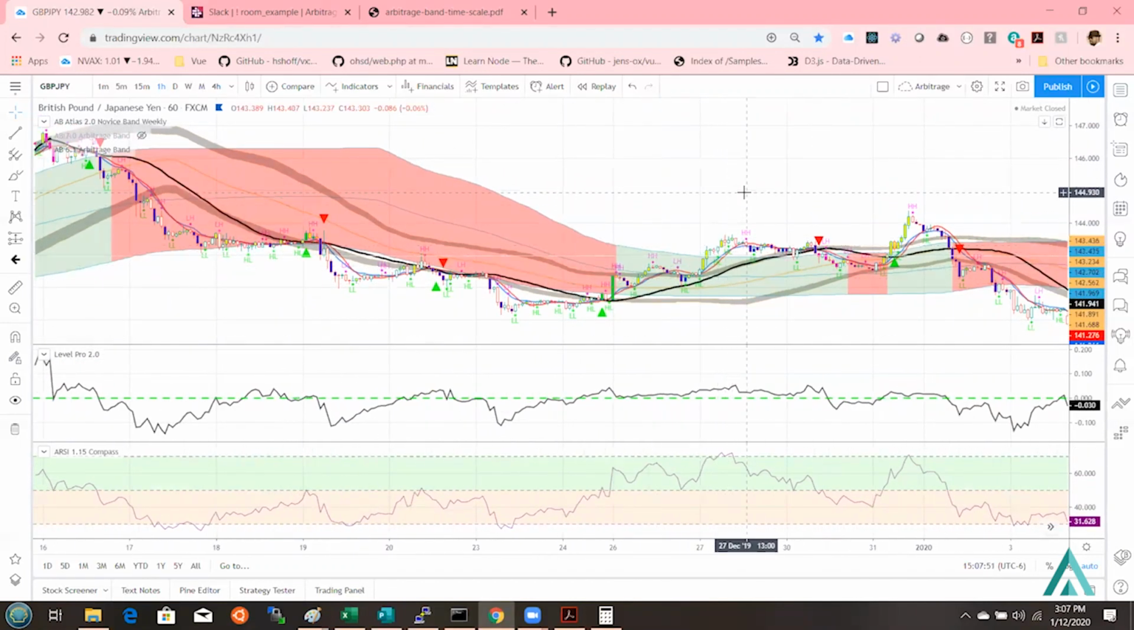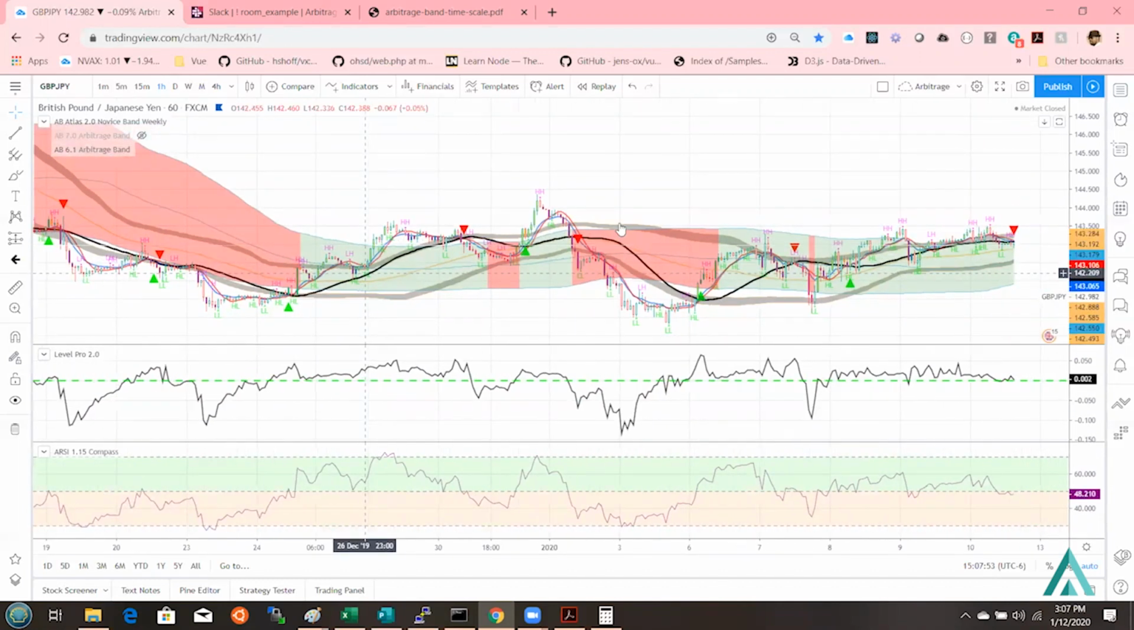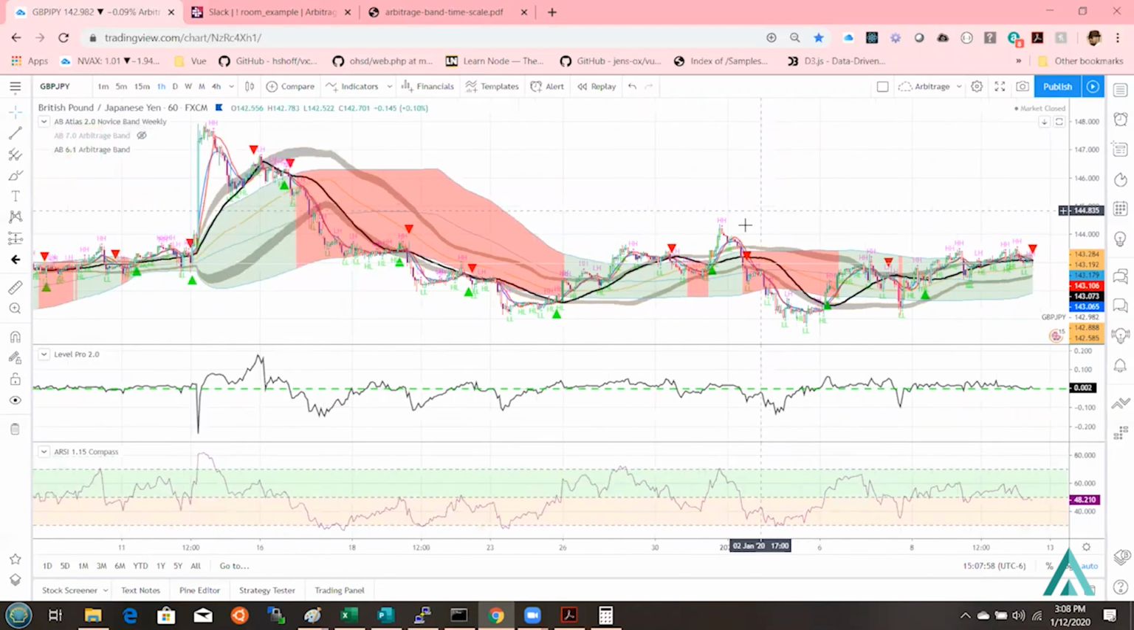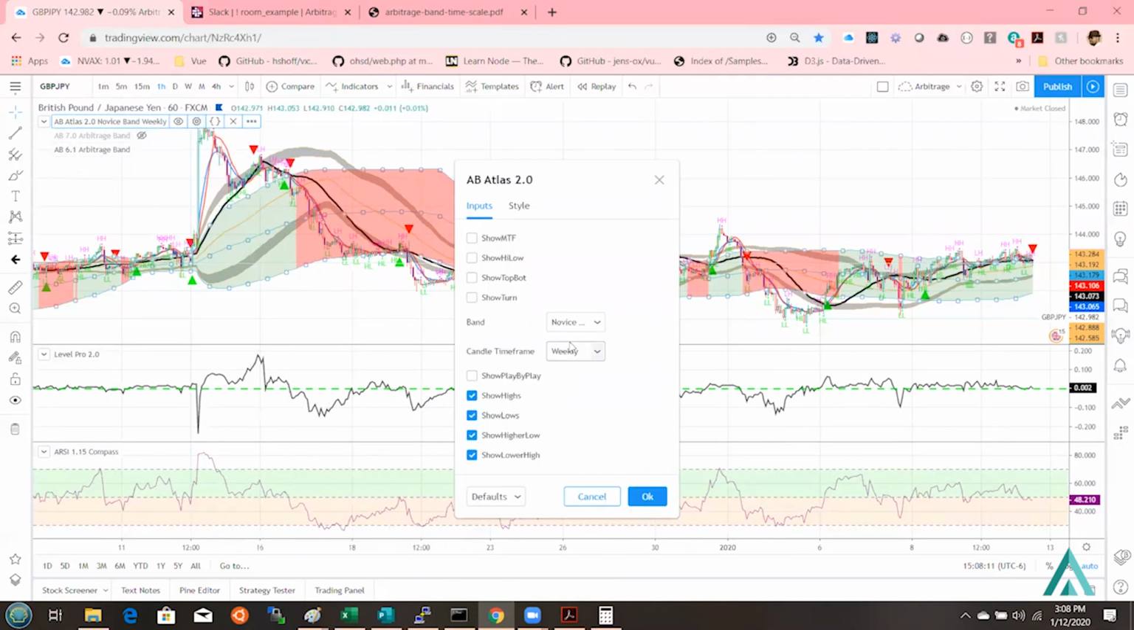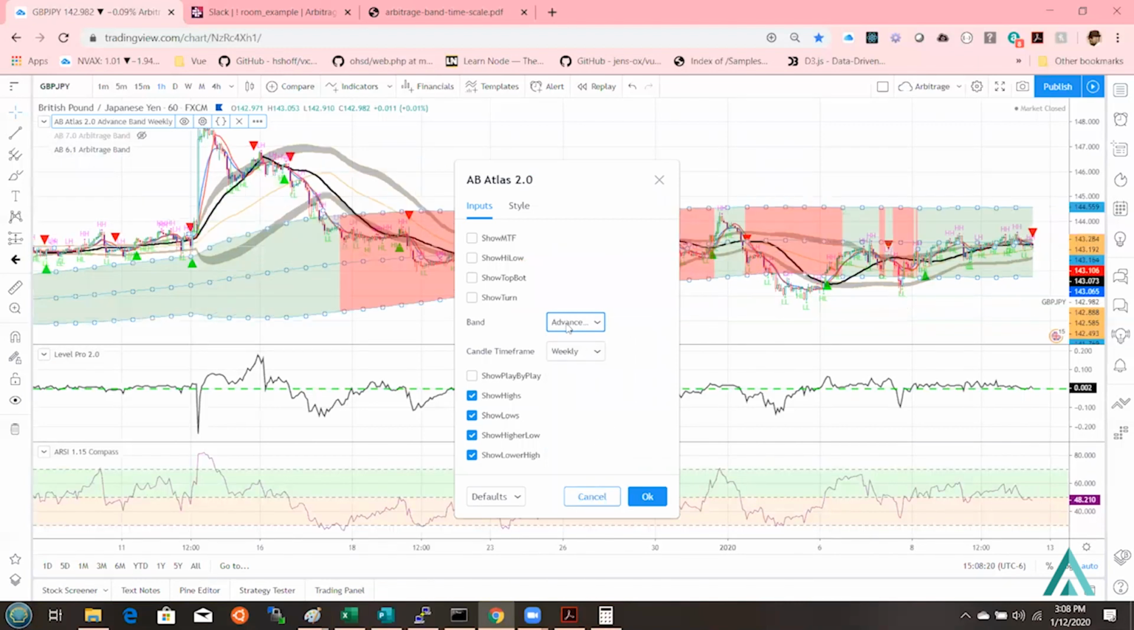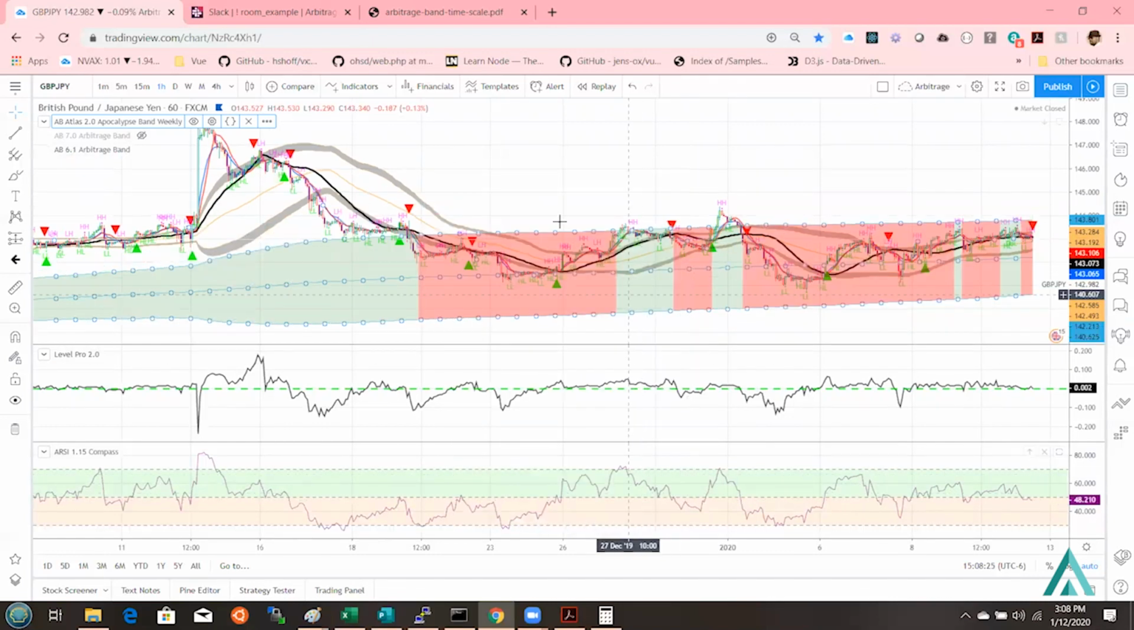So I'm going to tell you a cool trick. Basically, it's almost 4 times the distance, right? So if I'm using this and I'm set to, for example, the arbitrage band on the hourly trade, and I'm trying to figure out what's going on with the 4-hour trade, I would probably set my Atlas to advance, or even apocalypse. That way I can always keep my eye on the bigger trend.